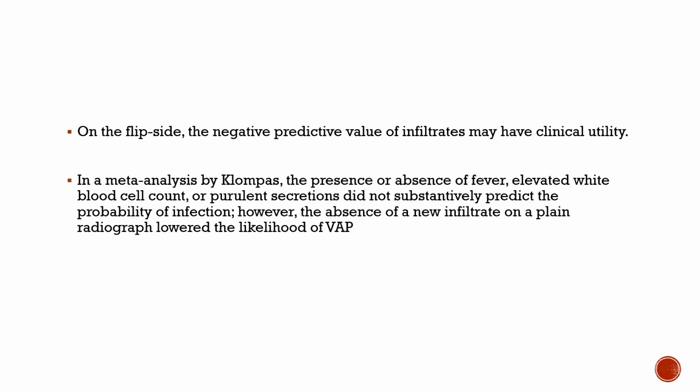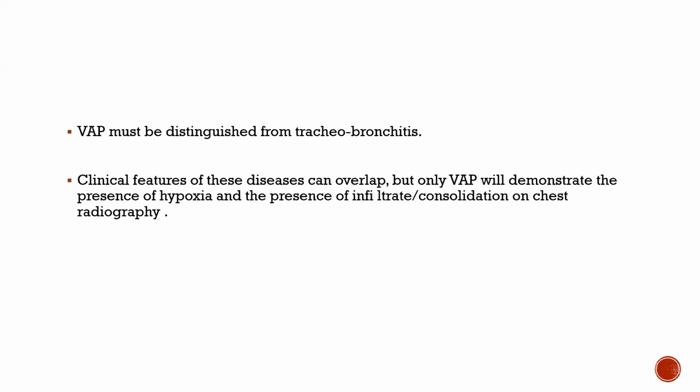On the flip side, the negative predictive value of infiltrate may have clinical utility. In a meta-analysis by Klompas, the presence or absence of fever, elevated WBC, and purulent secretion did not substantially predict the probability of infection. However, the absence of a new infiltrate on plain radiograph lowered the likelihood of VAP. So VAP must be differentiated from tracheobronchitis. Clinical features of the disease can overlap, but only VAP will demonstrate the presence of hypoxia and the presence of infiltrate or consolidation on chest radiograph.